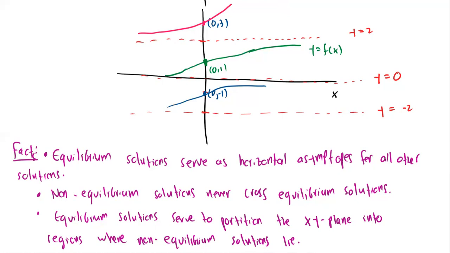So I drew a couple of non-equilibrium solutions for you to see that. For example, y equals f of x. We know it crosses through the point (0, 1). So wherever it goes, it has to stay in the region between y equals 0 and y equals 2. It can't cross. The same goes for the blue solution that goes through the point (0, negative 1): it has to stay in the region between y equals negative 2 and y equals 0, etc. So that already tells us some information about our solutions. If we know one point they go through, we know what region they stay in. That's basically the idea.